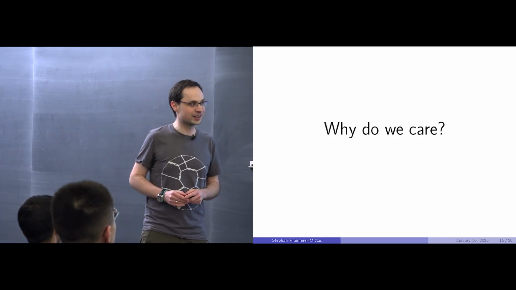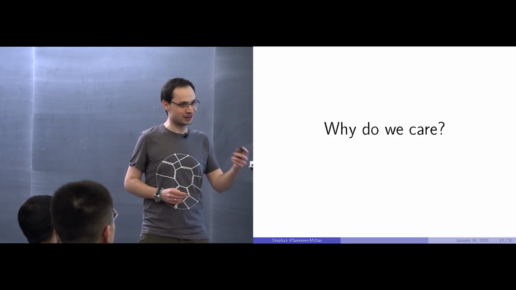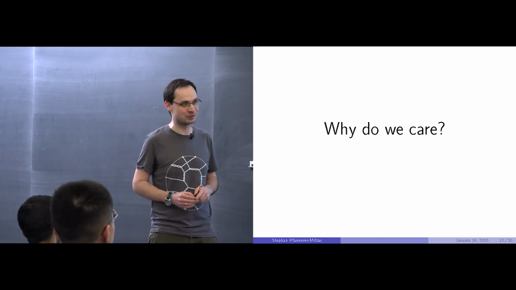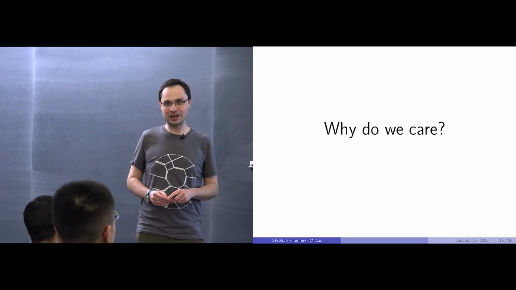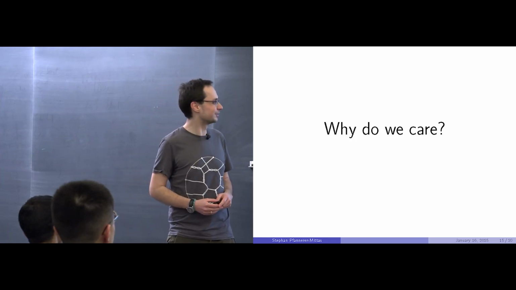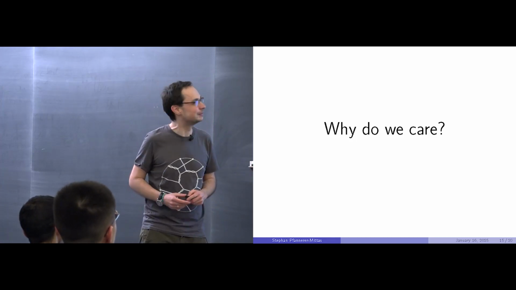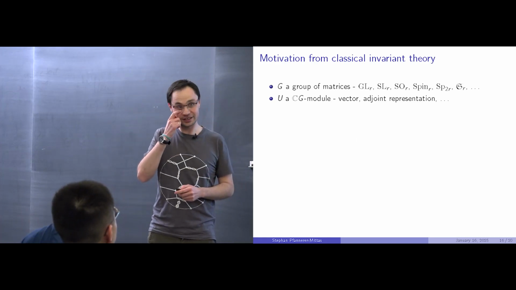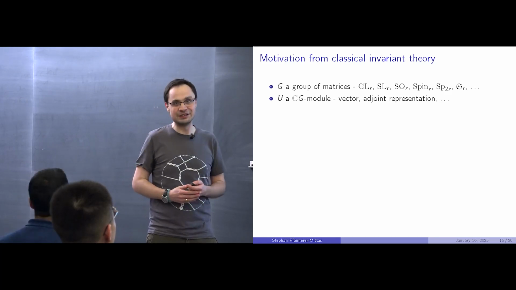And I said I'm doing algebraic dynamical algebraic combinatorics. So we have seen some kind of algebra because we had polynomials in there. But when I say algebra, what I really mean is representation theory. So where's the representation theory in here? And the main motivation behind this project comes from classical invariant theory.